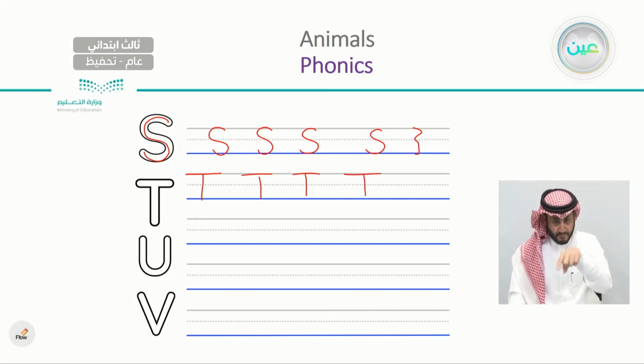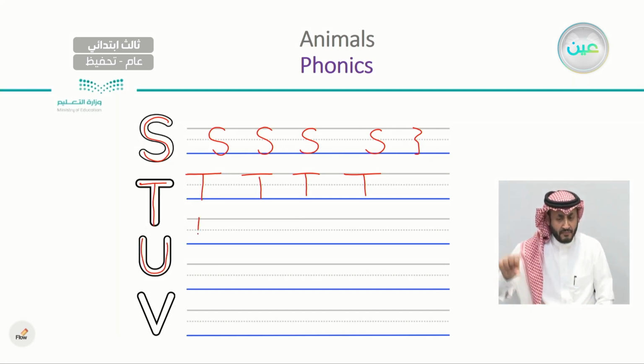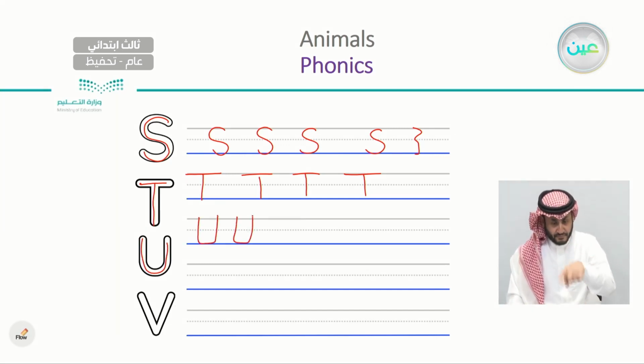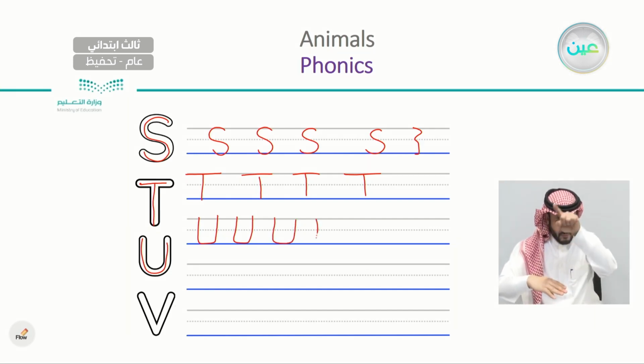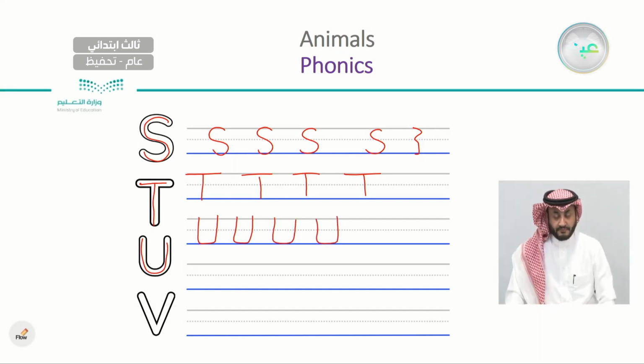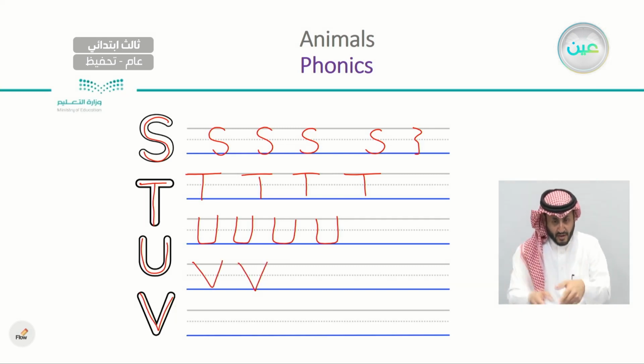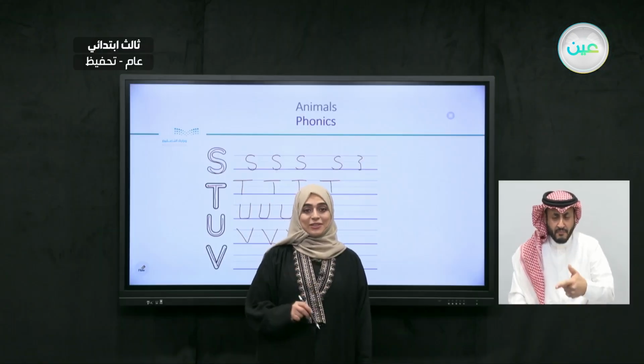Uppercase T, as in tiger. Did you trace? Next we have the letter U. What sound does it make in the word umbrella? Excellent. Umbrella. Here we have uppercase U. Then we have the letter V for vase. Excellent. Vase. How is it? Super easy. I'm sure it was super easy. Show me a thumbs up.